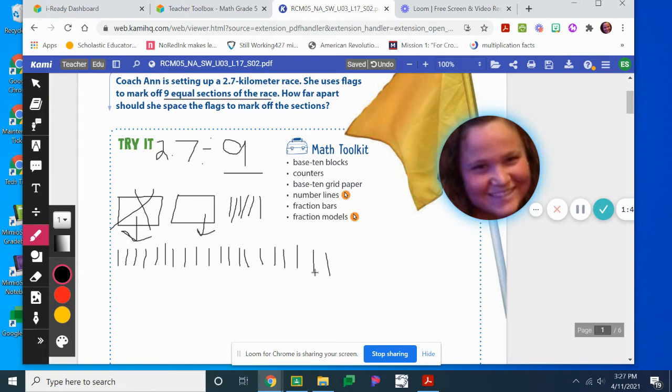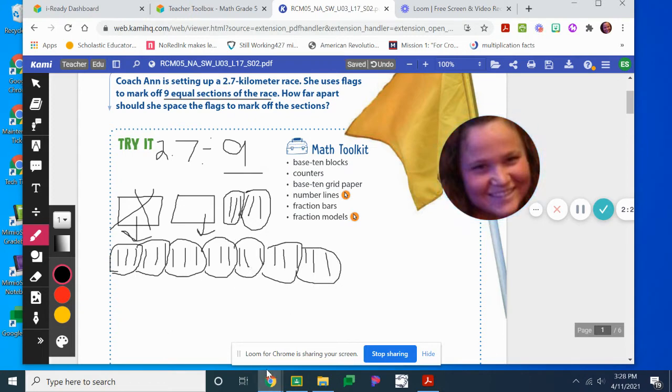Now I know that 20, hang on. So I know if I have 27 tenths and I'm dividing by 9, I've got 27 divided by 9, which is 3. So I can make these groups of 3 to make 9 groups. So I've got group of 3, group of 3, group of 3, group of 3, group of 3, another group of 3, and I think I missed one. Oopsies. Group of 3. So 1, 2, 3, 4, 5, 6, 7, 8, 9 groups of 3 tenths.